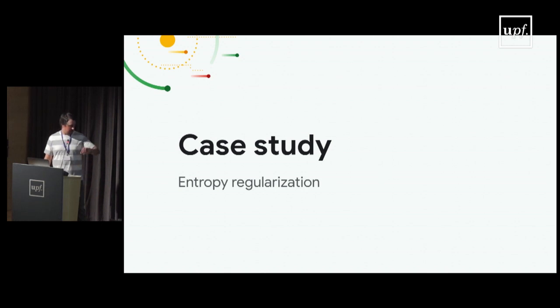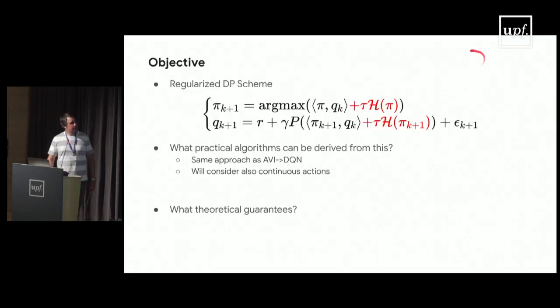And yeah, we can do a case study, and then we'll do a little break. First one is entropy regularization. Because I said, OK, I will add some entropy regularization. This is my regularized value iteration scheme. The question is how to have a practical algorithm from it. And then I answer what kind of theoretical result we may have. And so this is value iteration with entropy regularization.